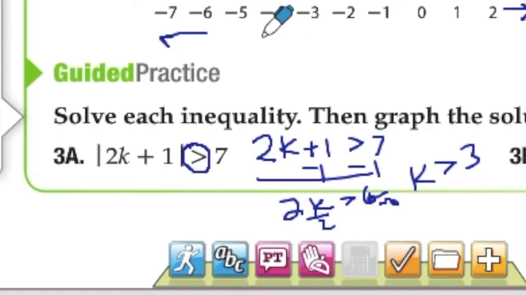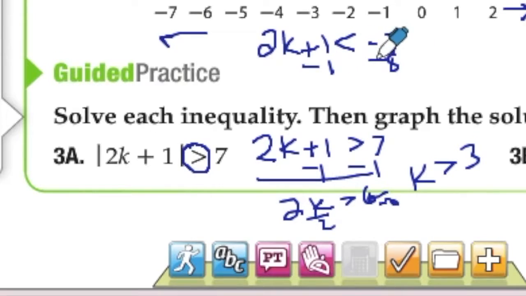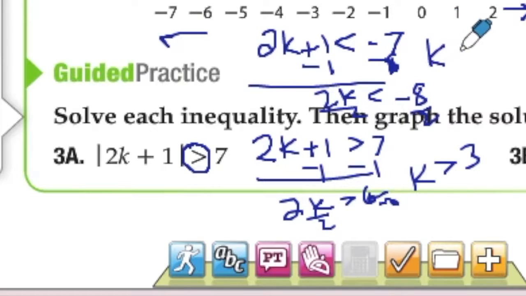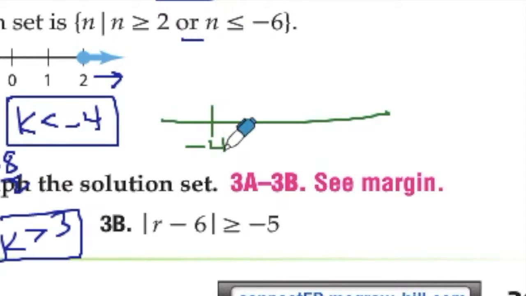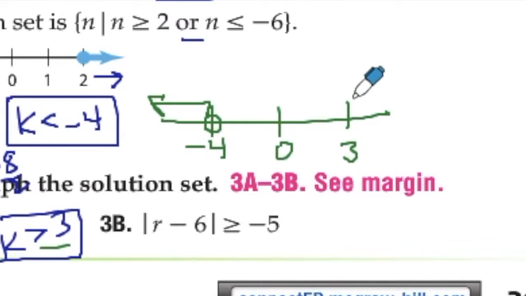So then I'm going to also assume what's inside of the absolute value is negative. So we have 2k plus 1 is less than negative 7. Minus 1, whoops, I got ahead of myself there. 2k is less than negative 8. Divide by 2, k is less than negative 4. So we have our two inequalities here, and it says to graph them. So I'm going to grab another color here, and on a number line, here is negative 4, open circle, arrow to the left, and k is greater than 3. So here's 0 as a reference point, here's 3, open circle at 3, arrow to the right.